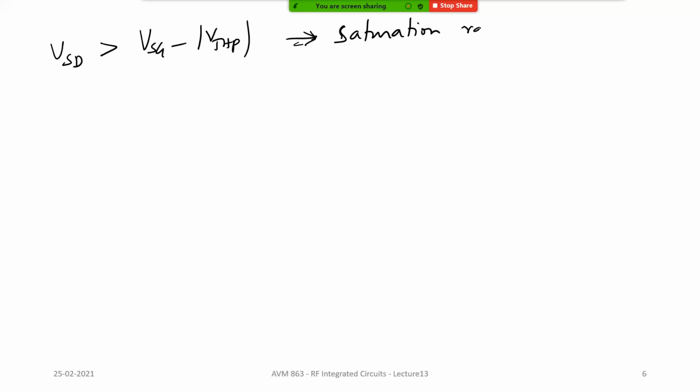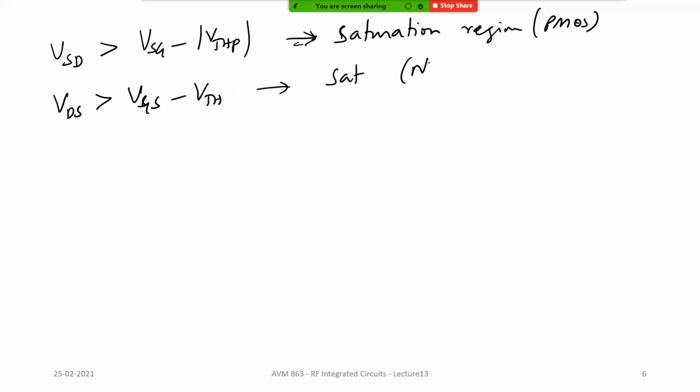Now the same thing for a PMOS, you can say VSD is greater than VSG minus modulus of VTH. This is the condition for the saturation region. So this region is called the saturation region. This is for a PMOS, and for an NMOS, it is VDS greater than VGS minus VTH. All right. So this is a very quick overview of the device.